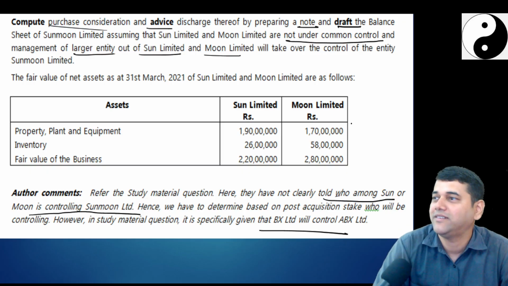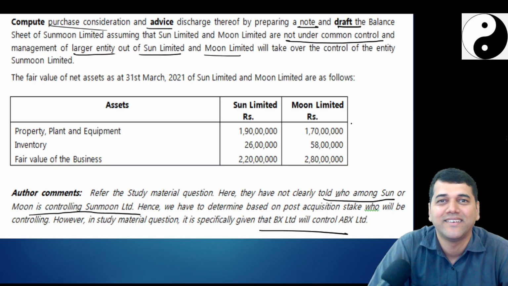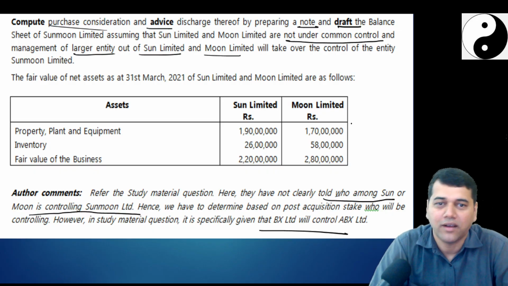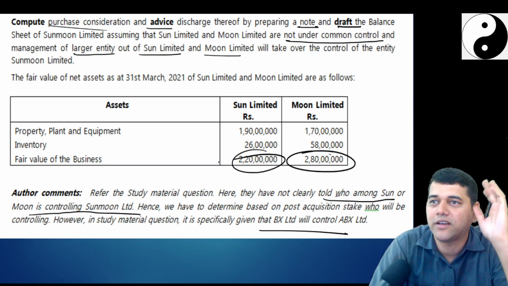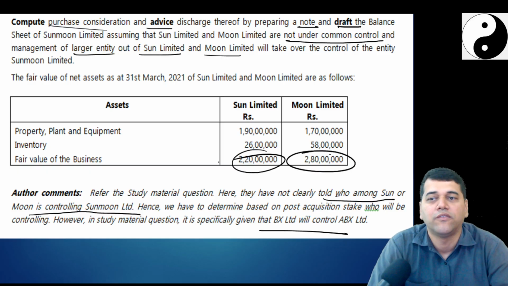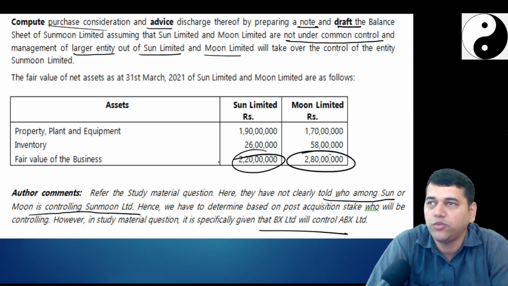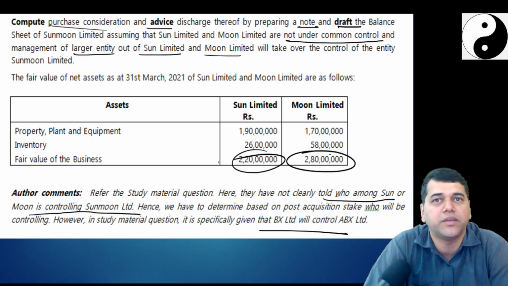Okay, who is the accounting acquirer here? Moon. Very simple, we can see it from here only, no? Why do we have to see all other instances? Just look from the business point of view, who is the biggest one? The Moon is the biggest one.